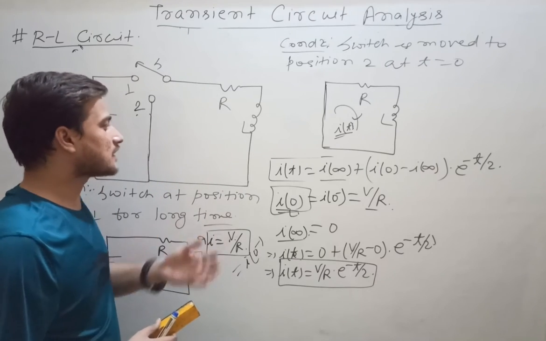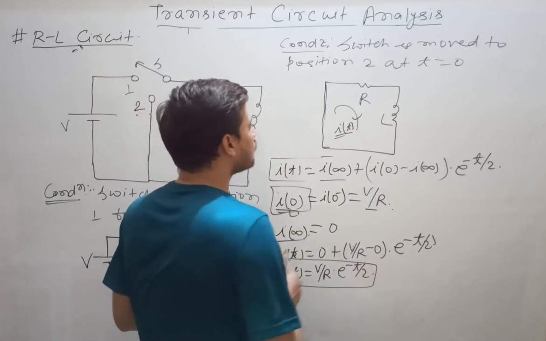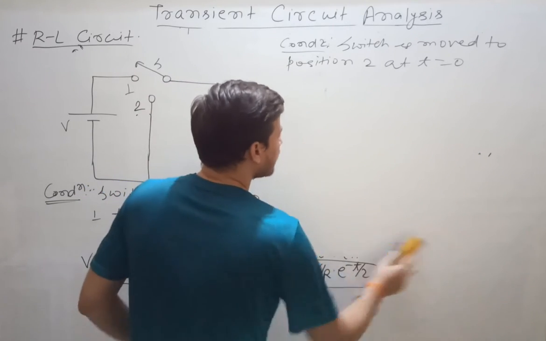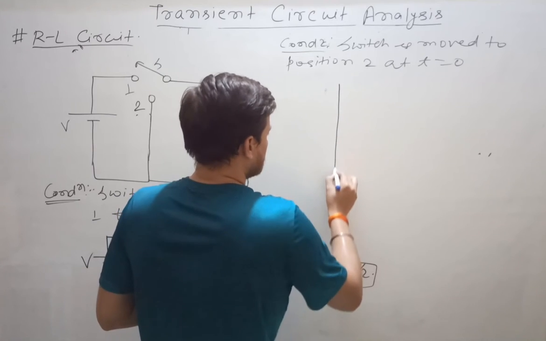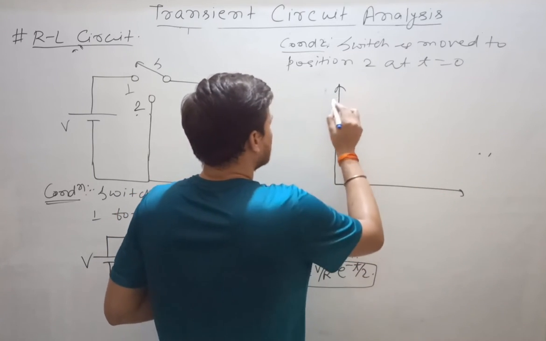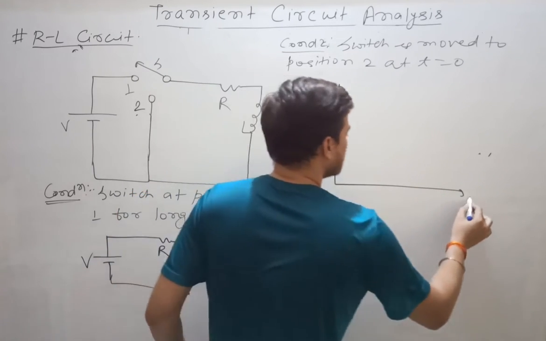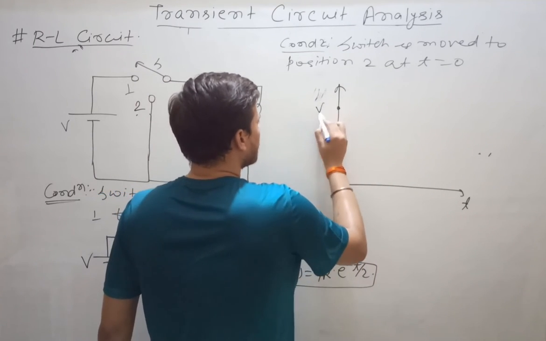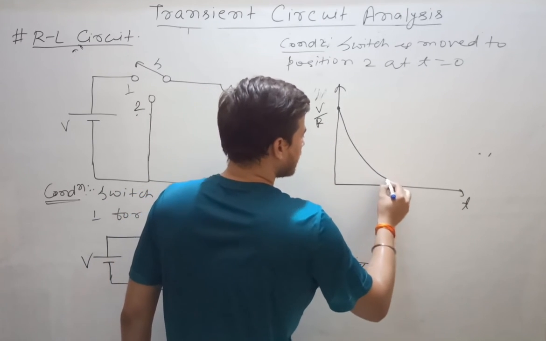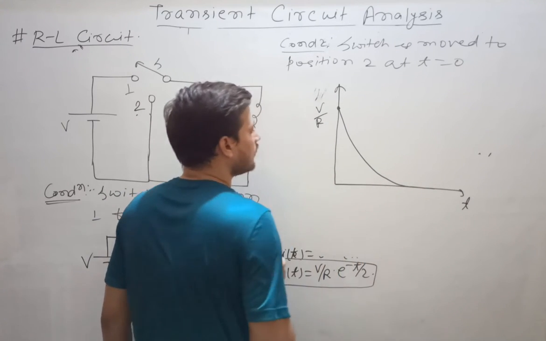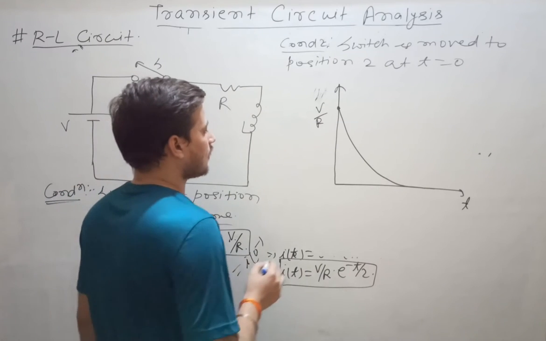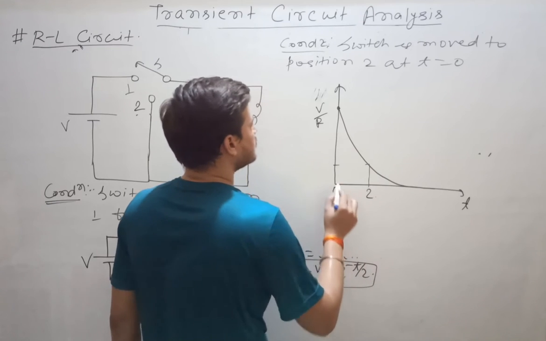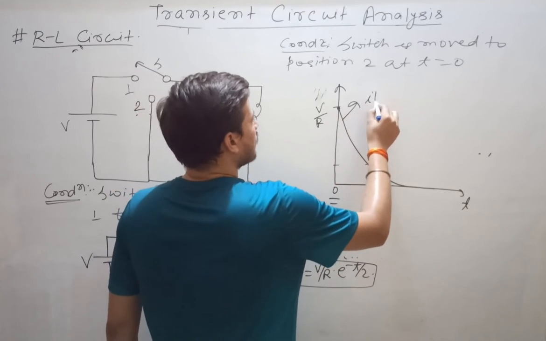If this expression is different, then draw the characteristic here. That means current versus time. At t equal to 0, the current was V by R. Now the current is decreasing like this. This is the time constant tau. This is 0. So this is the waveform of current here.